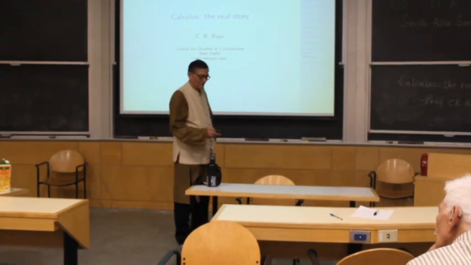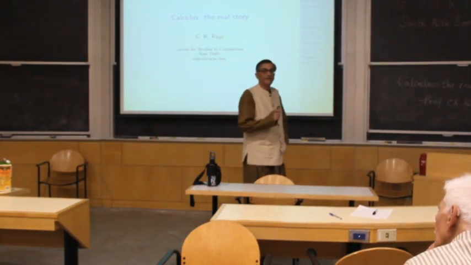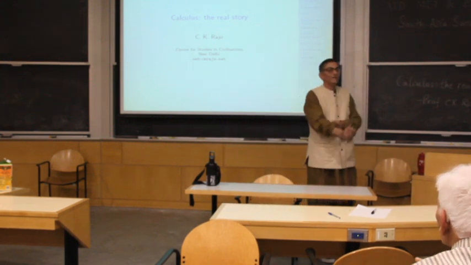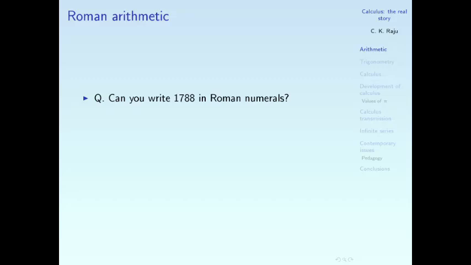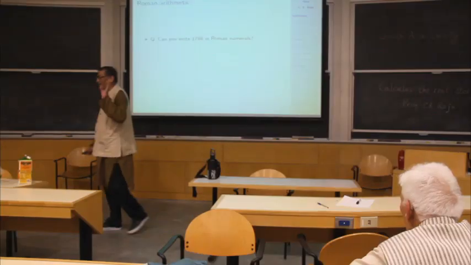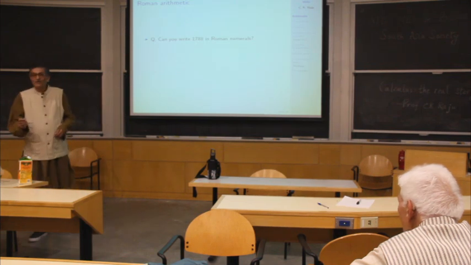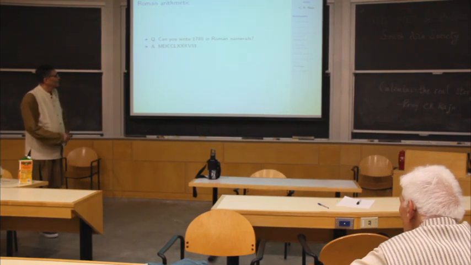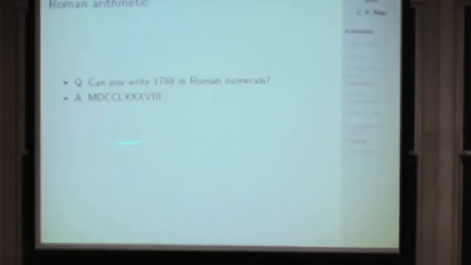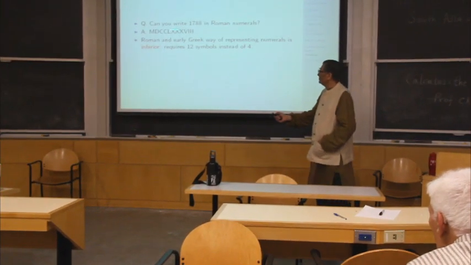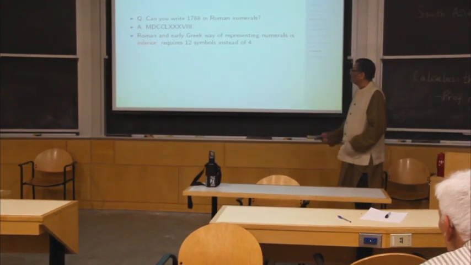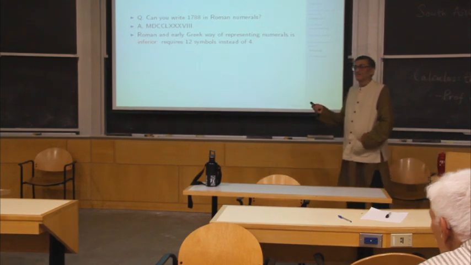So let me start with something very basic. We'll start with a very elementary arithmetical question. Anybody knows how to do it? Okay, now you don't know Roman numerals. What I want to bring out is something else. Think of the number of symbols that you need to represent a simple number. There are 4 digits here and so many here. So why do you need so many symbols?